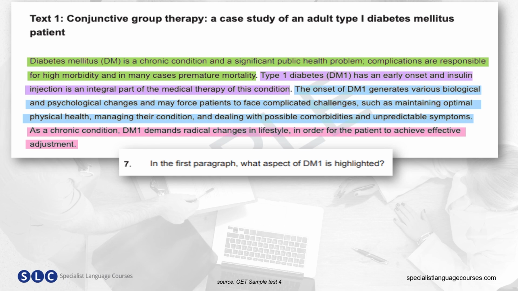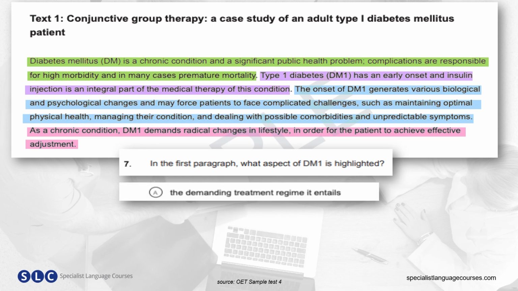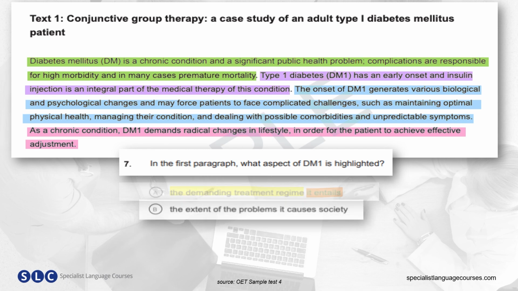Now let's look at some options. Option A. We can see that each answer option is broken down into 2 parts, and we need to check that both parts are mentioned in relation to the question. So, demanding, and treatment regime it entails. So why is A not correct? Well, it mentions what impact a diagnosis can have on a patient's life and suggests this can be demanding, but not specifically talking about a treatment regime. So it's not correct.